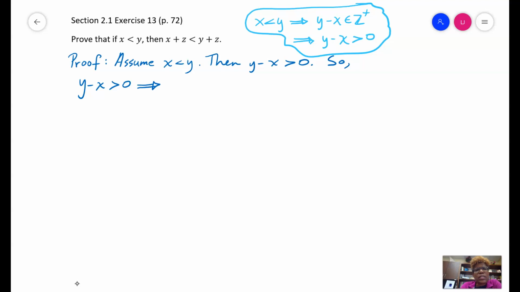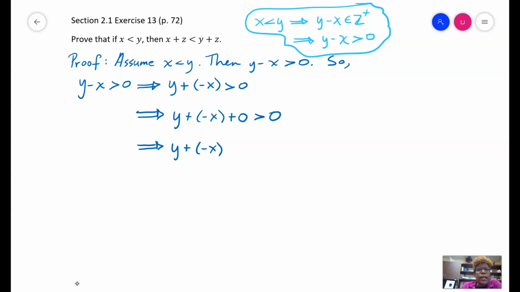implies, well, what does subtraction mean? None of the postulates that we've used involve subtraction, but they do define subtraction as adding the additive inverse of a number. So y minus x is equal to y plus the additive inverse of x, and so that must be greater than 0. Well, if I were to add 0 to this, because I can, because 0 is the additive identity, it would not change the problem. By adding 0, I can rewrite that 0 as a number plus the inverse of that number. I'm going to choose that number to be z.